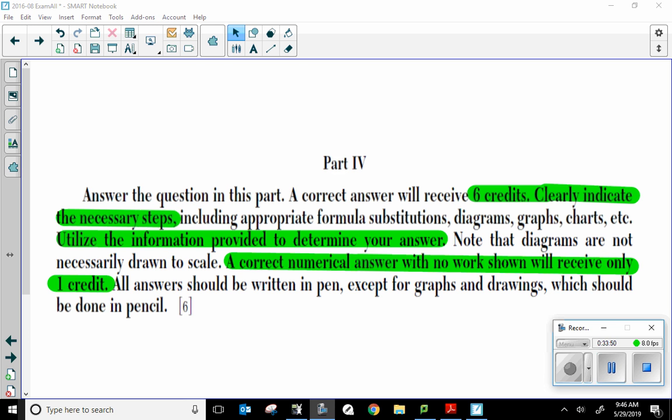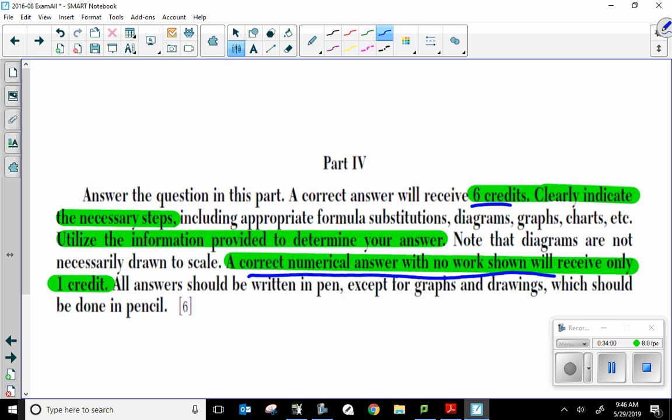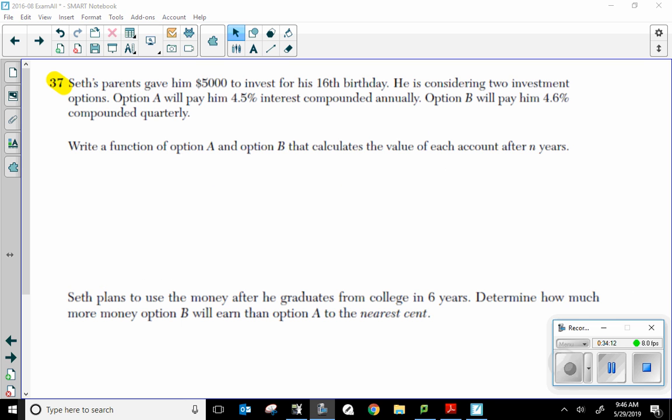Answer the question in this part. Okay, 6 points. Clearly indicate, yada, yada, yada. Utilize information given, yada, yada, yada. A correct numerical answer with no work receives 1 credit out of 6. You get 1 unless you're not lazy, or if you're guessing, who knows. But let's go ahead and take a look at this part 4, which is the final question, number 37.